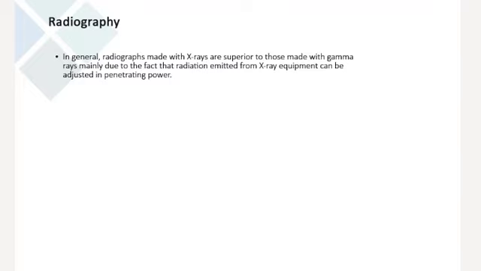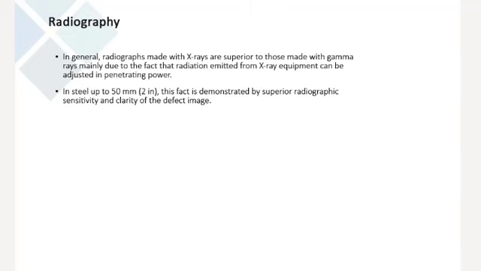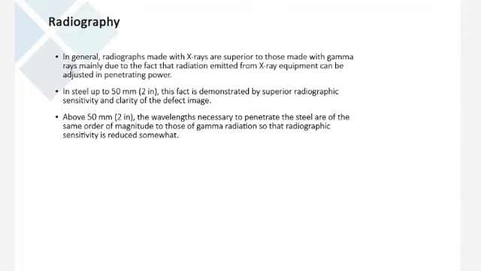In general, radiographs made with X-rays are superior to those made with gamma rays mainly due to the fact that radiation emitted from X-ray equipment can be adjusted in penetrating power. In steel up to 50 mm, this fact is demonstrated by superior radiographic sensitivity and clarity of the defect image. Above 50 mm, the wavelengths necessary to penetrate the steel are of the same order of magnitude to those of gamma radiation, so that radiographic sensitivity is reduced somewhat.